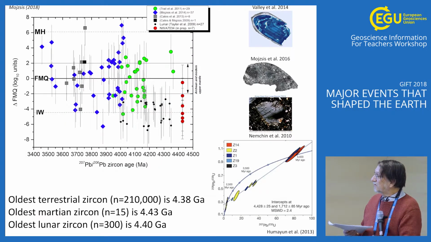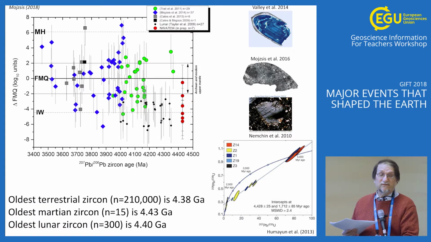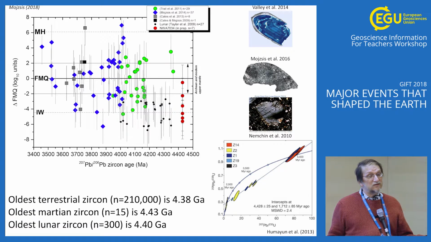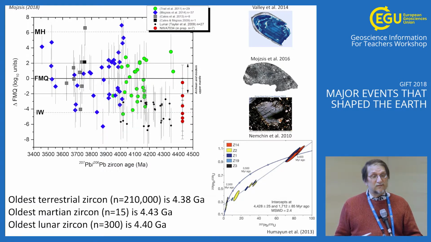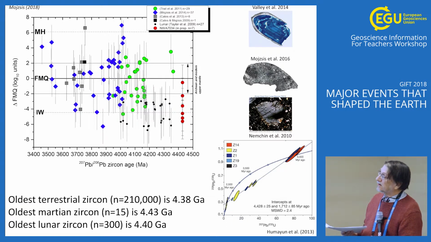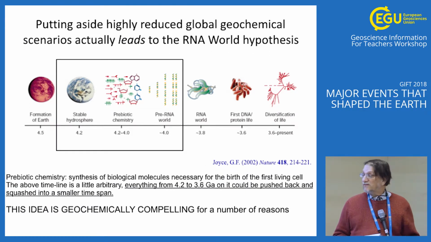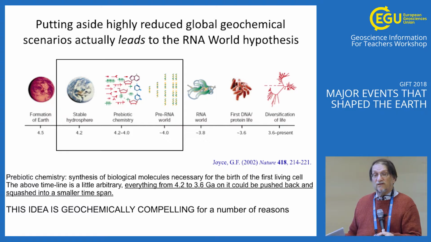So the oldest zircons on Earth, 4.4. Oldest Martians, 4.4. There's this convergence. The oldest lunar zircons, 4.4. All about the same age, but for some reason, they have different capacities for oxidation and reduction. Okay, so there's the Concordia diagram again. So what you have on Earth is an oxidizing environment. It's not as strongly reducing.